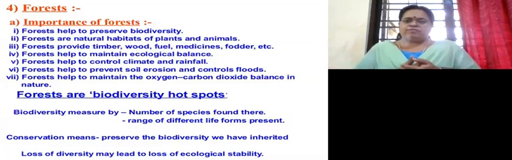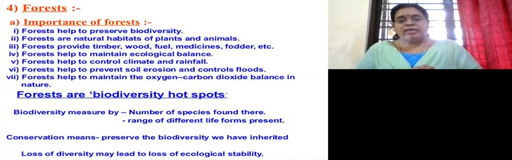What do they consist of? They have flora, that is plants, fauna, animals, many trees, different types of trees, medicinal plants, etc. And why do we need to manage the forest? Because forests are biodiversity hotspots. The question is very important, children. Why are forests called biodiversity hotspots?